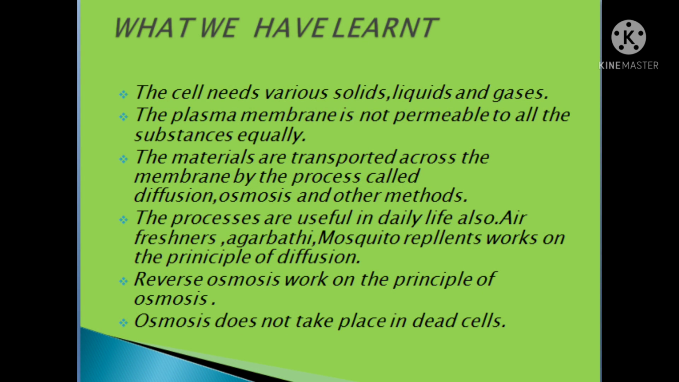The cell needs various solids, liquids and gases. So, the plasma membrane is not permeable to all the substances equally. The materials are transported across the membrane by the processes called diffusion, osmosis and other methods. The processes are useful in daily life also.